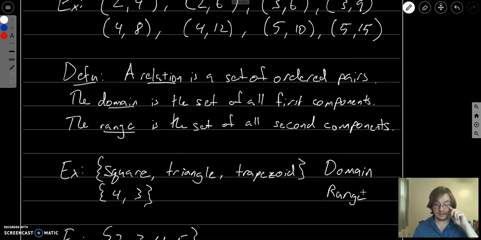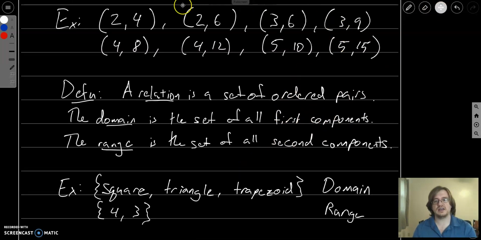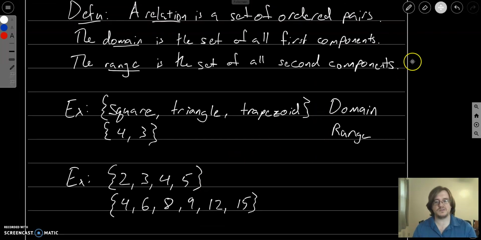So ultimately, the domain is just everything that's on the left-hand side, and the range is everything that's on the right-hand side. Here we've got 8 ordered pairs, so we'll have to be a little bit more careful. But the domain, when we look at the left-hand side, we've got 2, 2, 3, 3, 4, 4, 5, 5. So the domain is just going to be 2, 3, 4, 5.